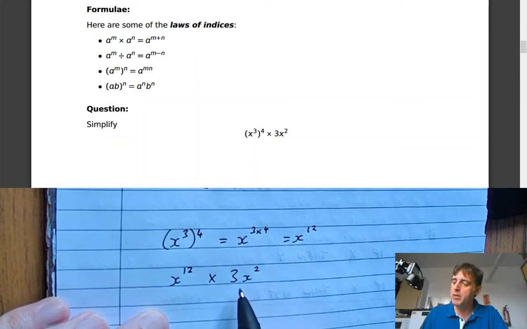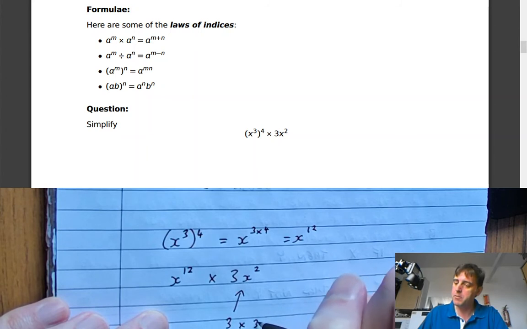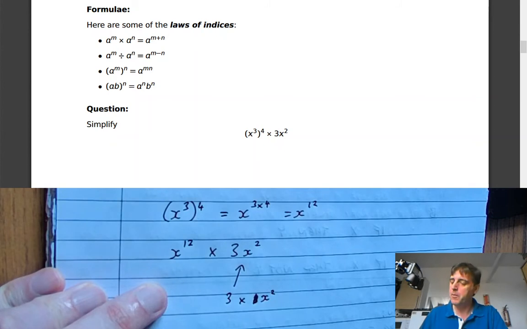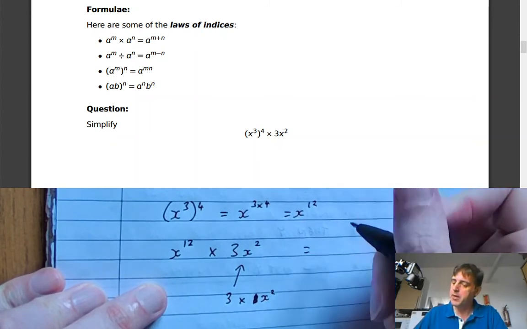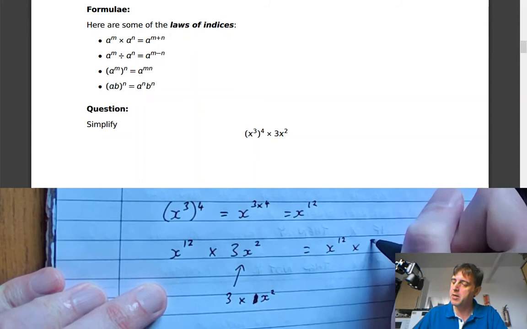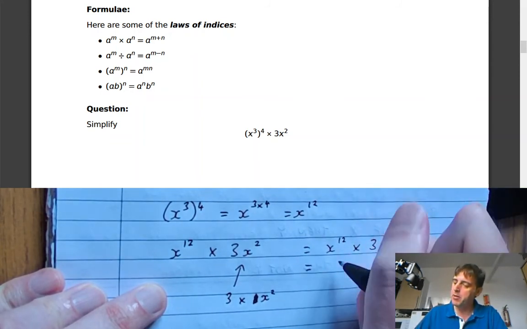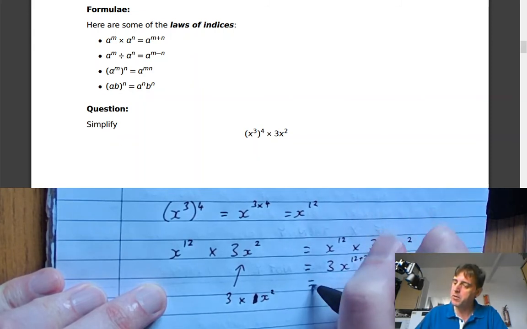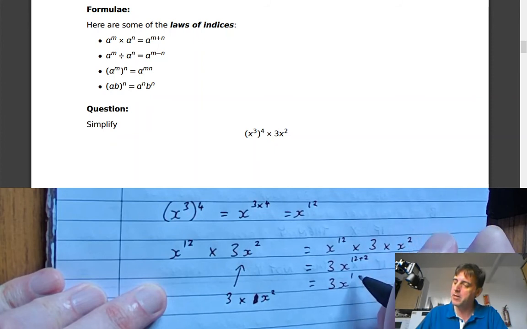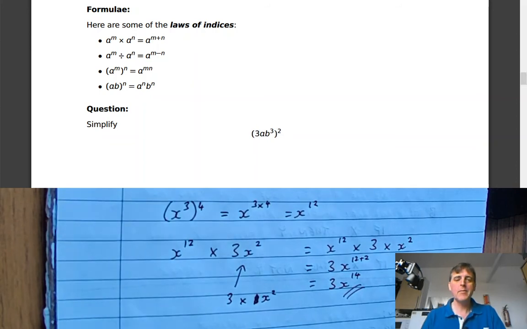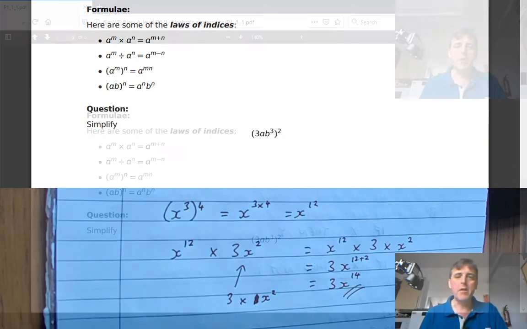Well, of course, what we have here with 3x squared is really just 3 multiplied by x squared here. And so therefore, really, all this becomes is x to the power 12 multiplied by 3 multiplied by x squared. We can combine these two x terms together, and we end up with 3 lots of x to the power 12 plus 2, which is, of course, 3x to the power of 14. Okay, so hopefully you got on okay with that one.